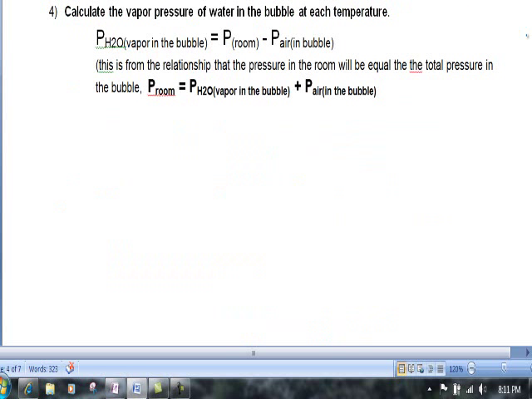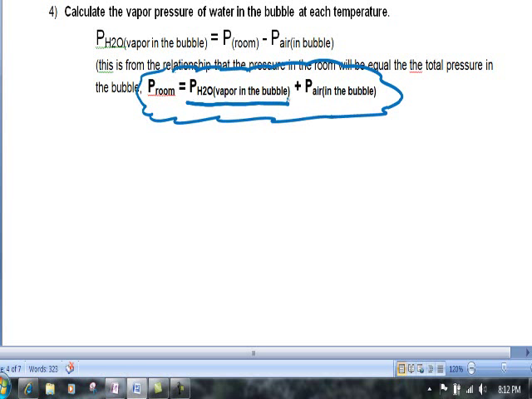Our next calculation is now to calculate the pressure of the water vapor that's trapped inside the bubble at each temperature. A key part to this calculation is recognizing that the pressure in the room is always equal to the total pressure that's inside the bubble. The total pressure inside the bubble is a combination of the water vapor that's present at temperatures above 5 degrees Celsius and then the pressure of the air that's also in the bubble, which we just determined in calculation number 3.